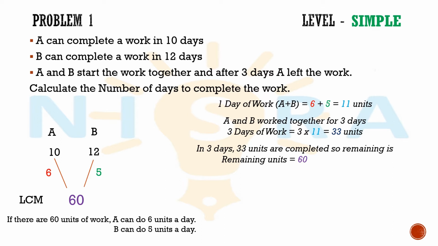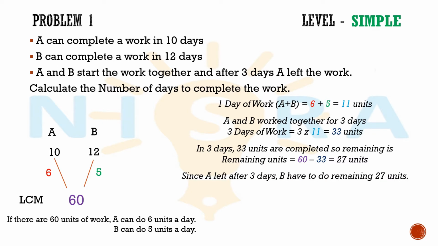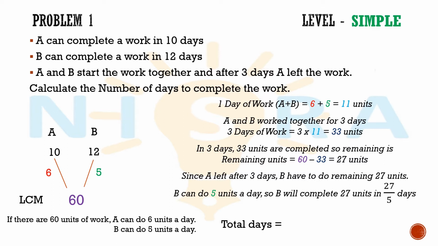So the remaining units is 60 minus 33 equal to 27 units. Since A left after 3 days, B has to complete the remaining 27 units. B can do 5 units a day. So B will complete 27 units in 27 divided by 5 days. So the total days is equal to 3 plus 27 by 5, which is equal to 8 2 by 5 days.